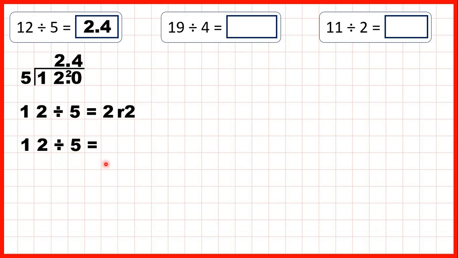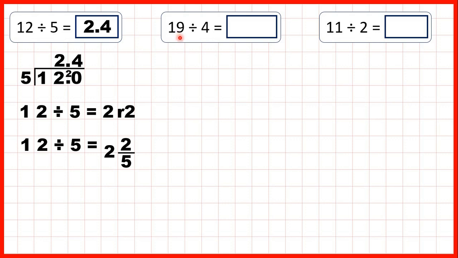12 divided by 5 is 2 remainder 2, so as a fraction we can write the remainder as our numerator, and then the denominator is the number that we're dividing by. So as a fraction our remainder is 2/5. But we know about equivalent fractions, so we know that 2/5 is the same as 4/10, and that's why when we're writing the remainder as a decimal we get 4/10 in our answer.